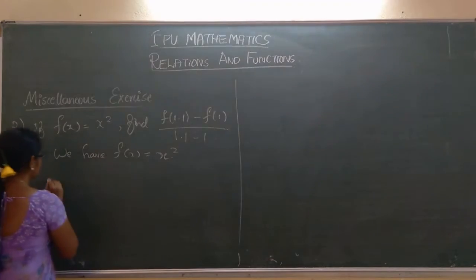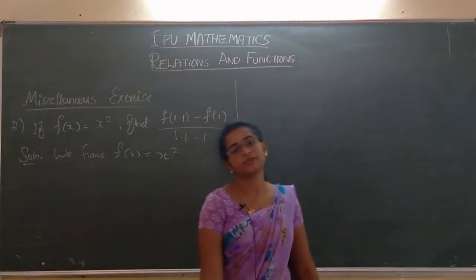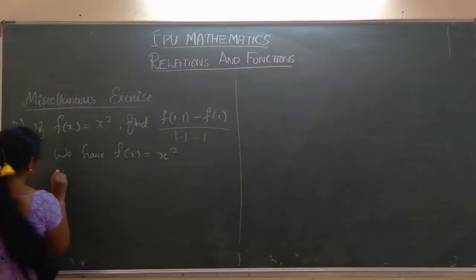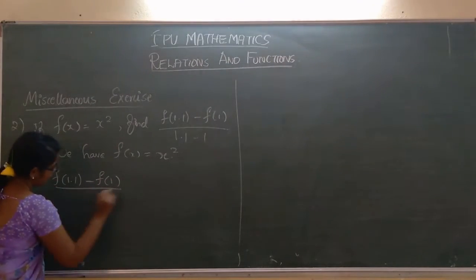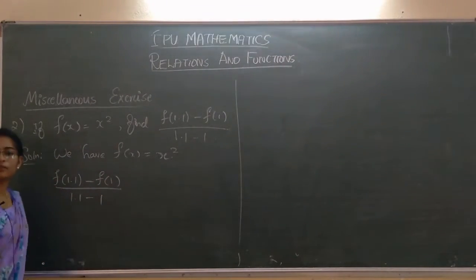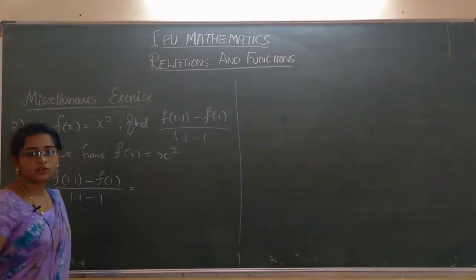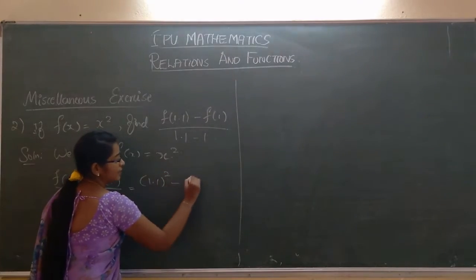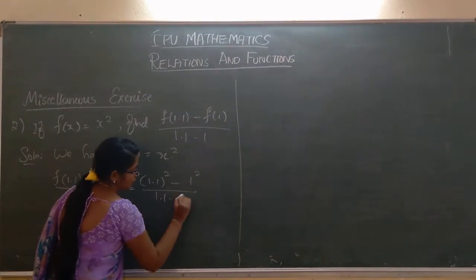Okay, now what we need to find? We need to find (f of 1.1 minus f of 1) divided by (1.1 minus 1). Okay, what is f of x? f of x is x square. So f of 1.1 is 1.1 square, minus 1 square, right, divided by 1.1 minus 1.